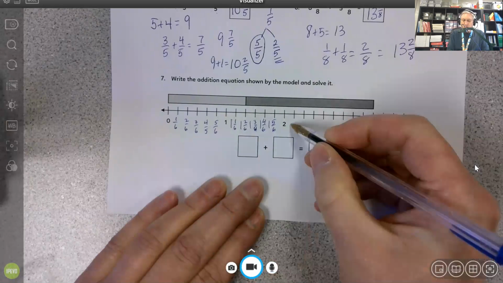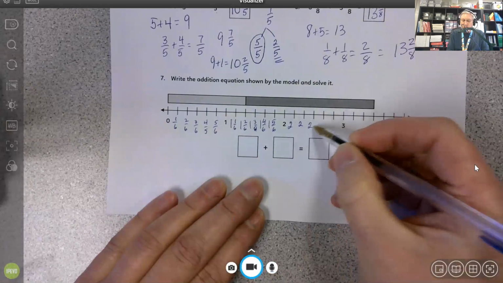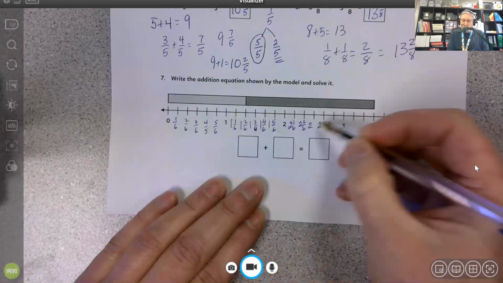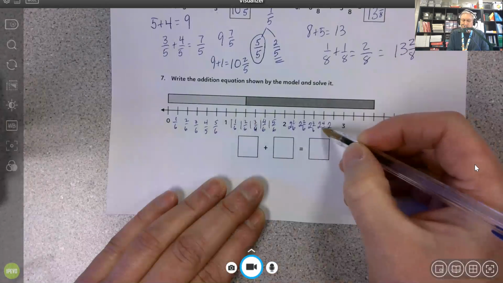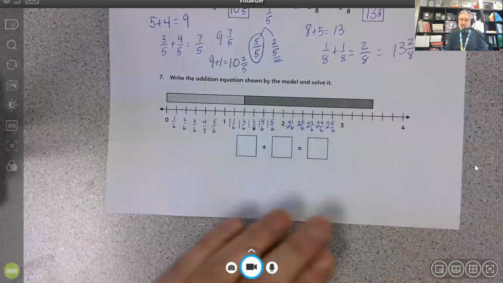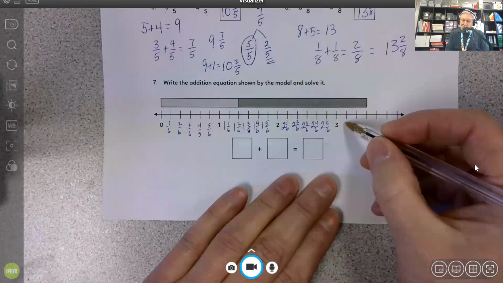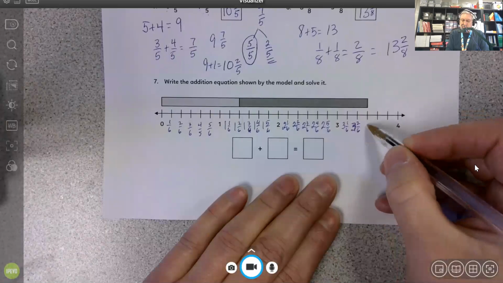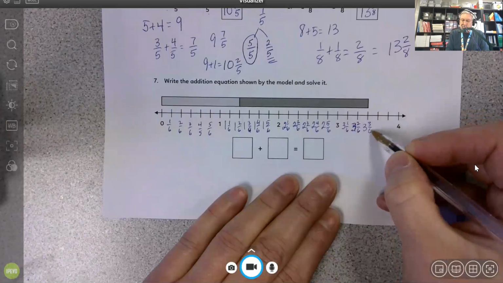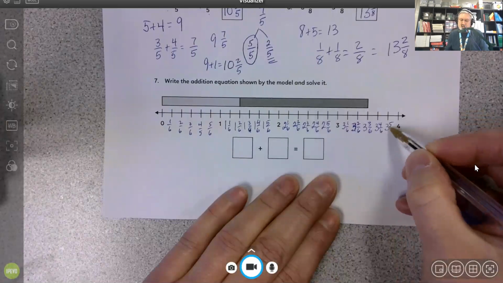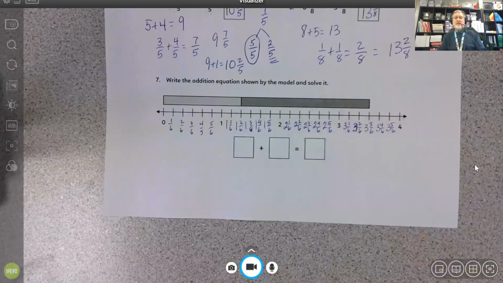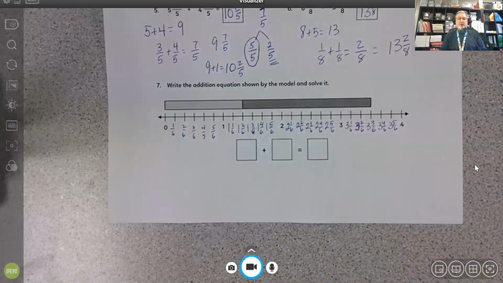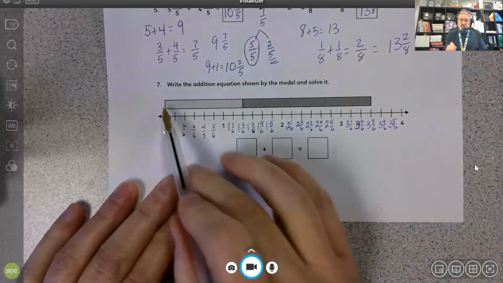I have my whole numbers of 2. And then I can add my fractions, 1/6, 2/6, 3/6, 4/6, 5/6. And then my last one would be 3 1/6, 3 2/6, 3 3/6, 3 4/6, 3 5/6. Okay, so now I labeled my number line. That's the first thing I have to do, is label my number line. Now I have to figure out what each bar is equal to.